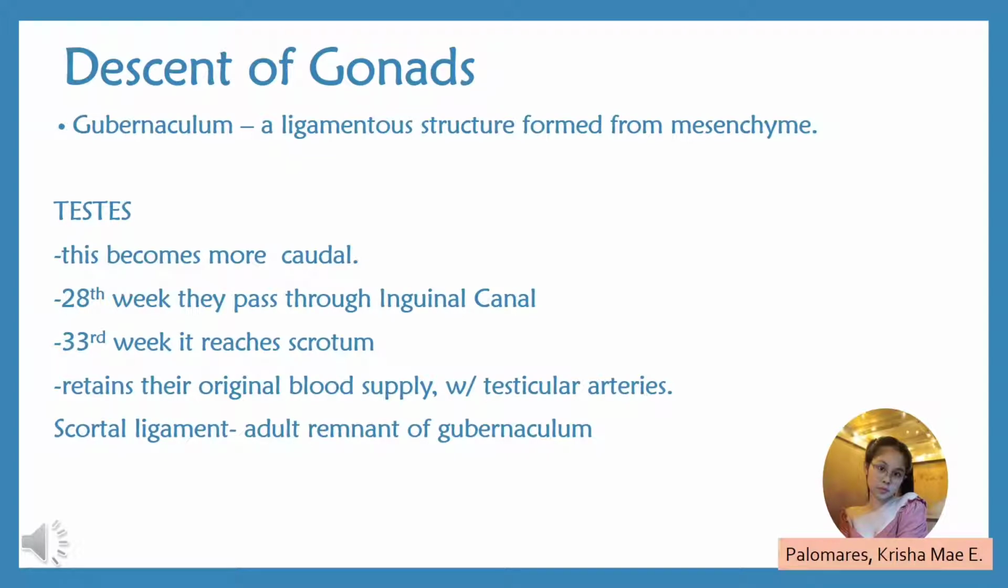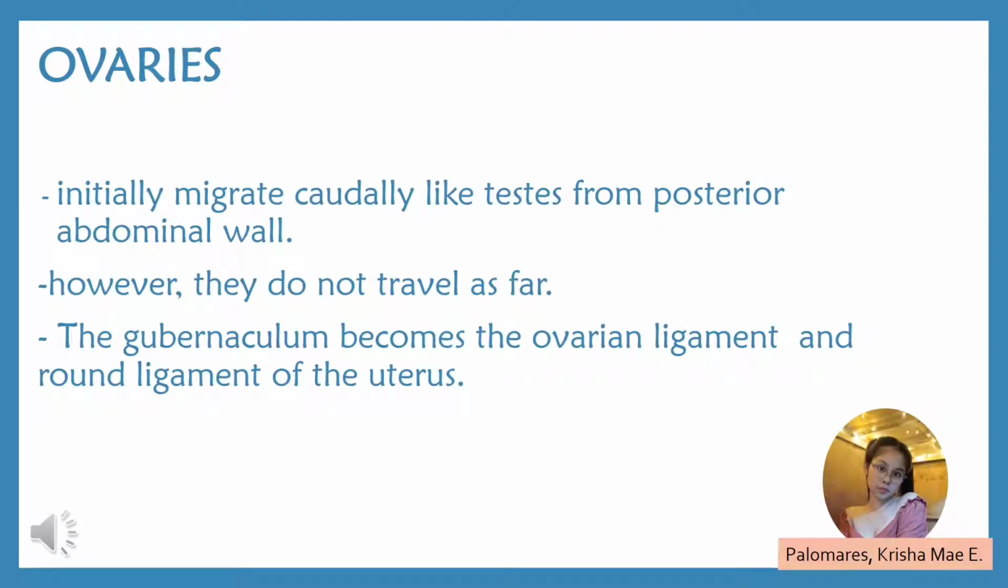During their descent, the testes retain their original blood supply, with the testicular arteries branching from the lumbar aorta. The scrotal ligament is the adult remnant of the gubernaculum. For the ovaries, they initially migrate caudally in a similar fashion to the testes from their origin on the posterior abdominal wall. However, they do not travel as far, reaching their final position just within the true pelvis. The gubernaculum becomes the ovarian ligament and the round ligament of the uterus.